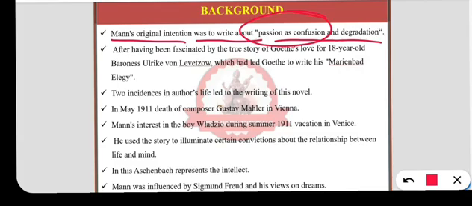So, passion as confusion and degradation. Now, why degradation? It is degrading on other aspects of life. When somebody is devoted to something, he will be totally focused, and he will not be able to see what other things he is ignoring. It could be his health, it could be his other interests as well. It could be his family members who are being ignored, it could be his friends as well. So, this passion is also a sort of degradation when we go closer to understand it.